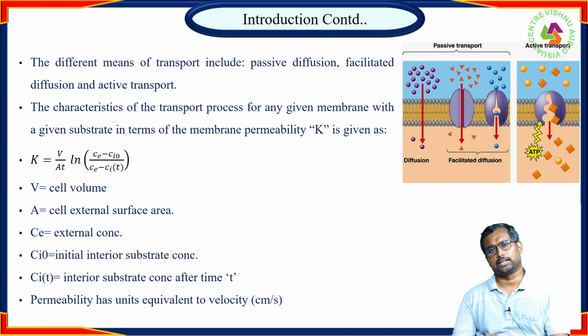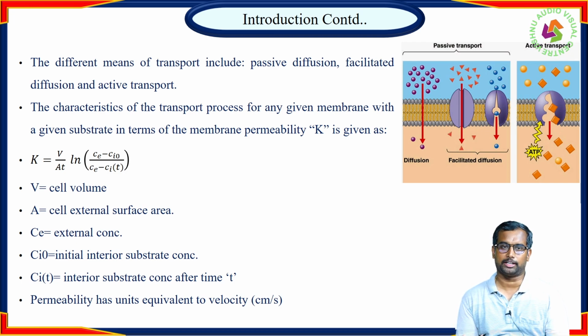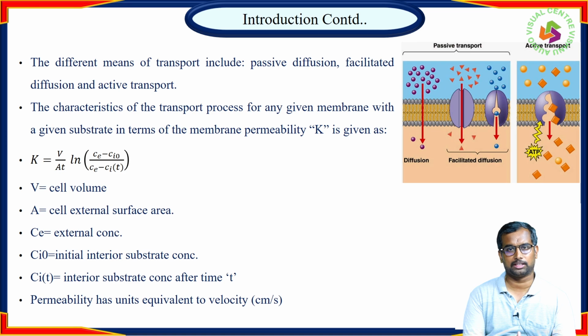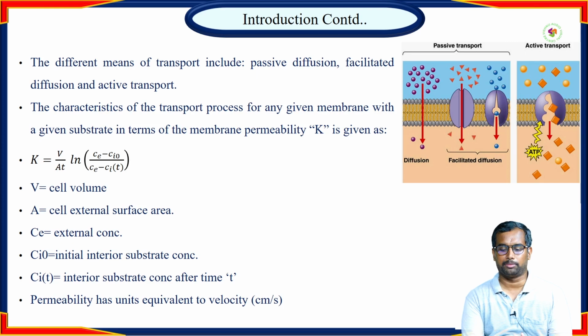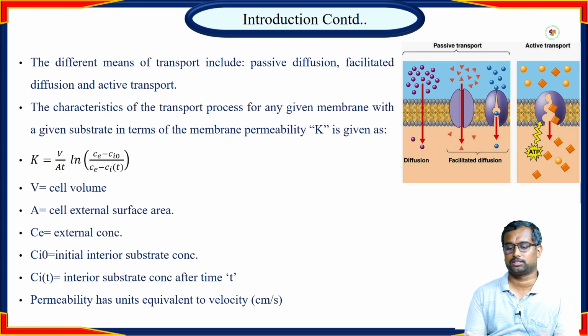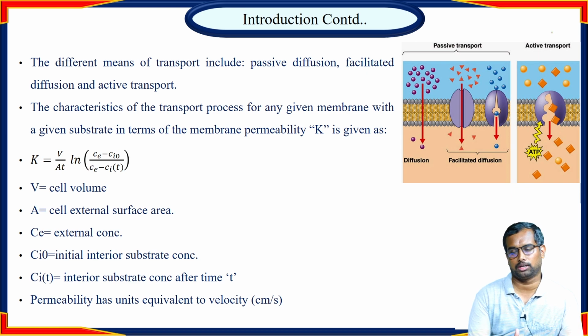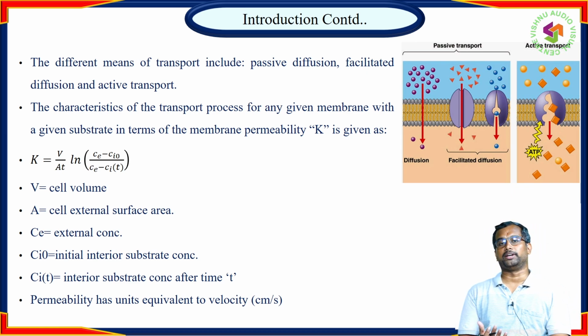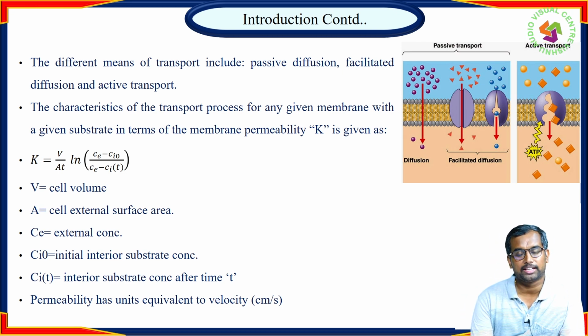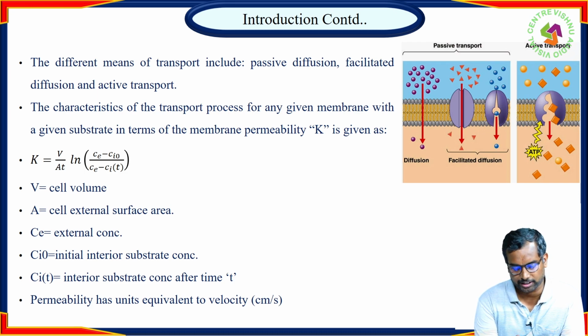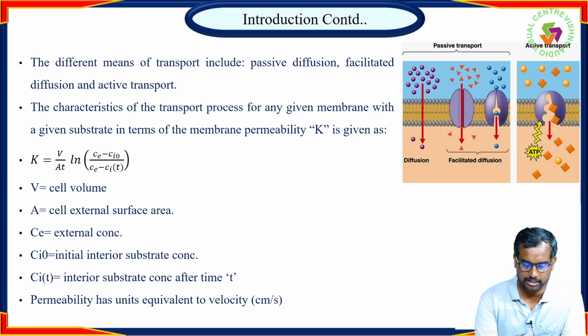To characterize the transport process for any given membrane, let it be your simple membrane like the cell membranes, or a plant-based membrane, or an animal-based membrane, we will be able to devise an equation, and that equation basically assesses the membrane's permeability. The membrane's permeability is given by K, as you can see here. K is equal to V by A t into ln of (Ce minus Ci0) by (Ce minus Ci) at a time t.